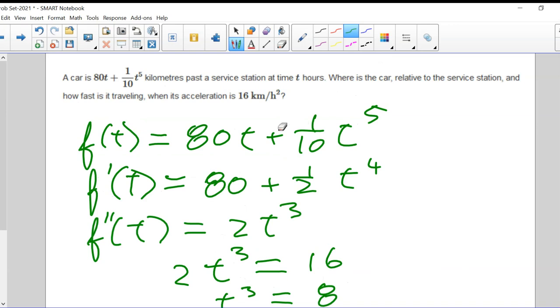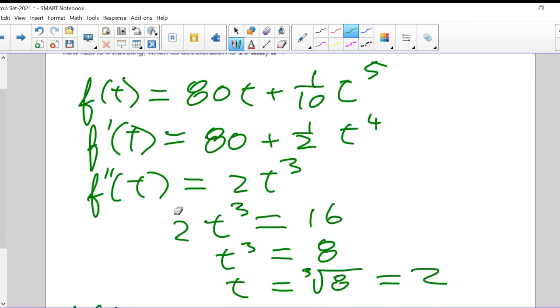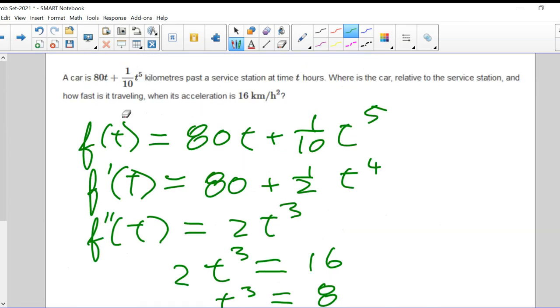But that's not the question. The question is, where am I? And how fast am I traveling? So I now need to take this answer of 2 and find, first of all, the f of 2. And I also need to find the f prime of 2. Why the f of 2? Because the question wants to know where am I? Where is the car? And that's a position question.